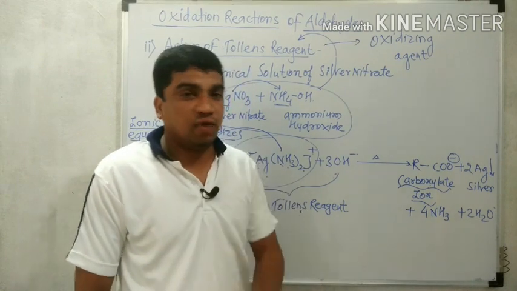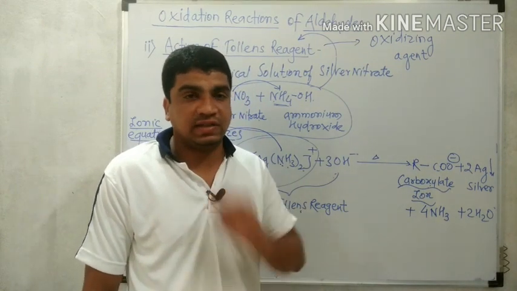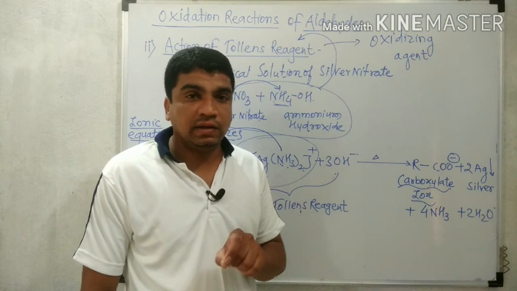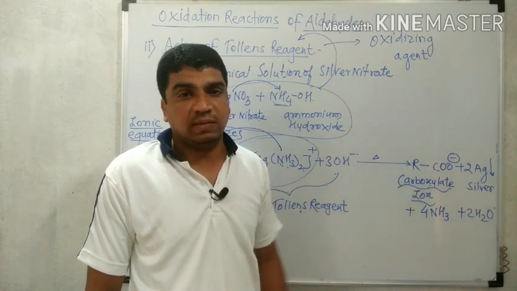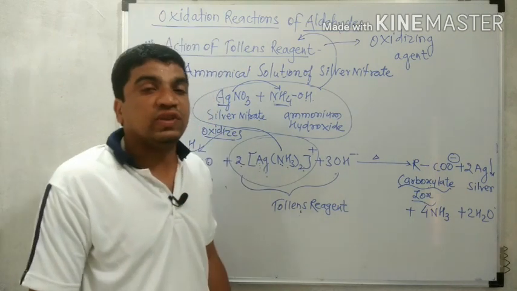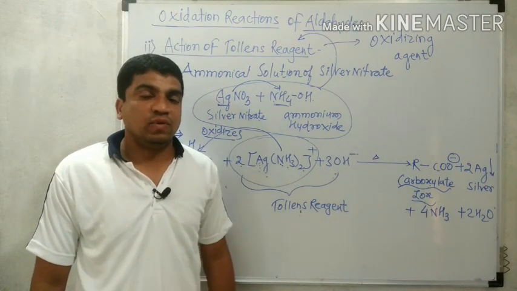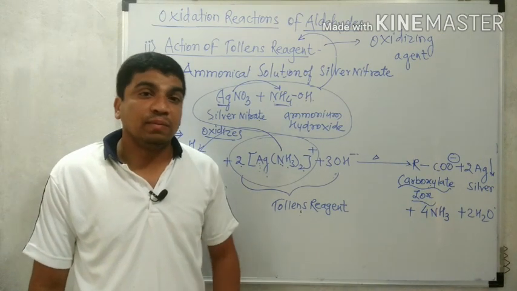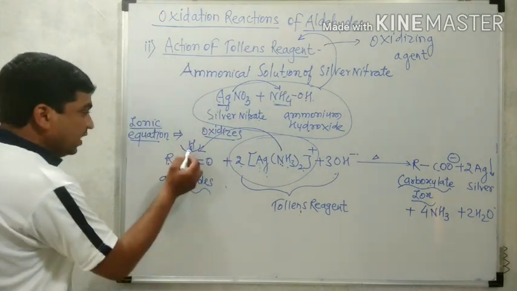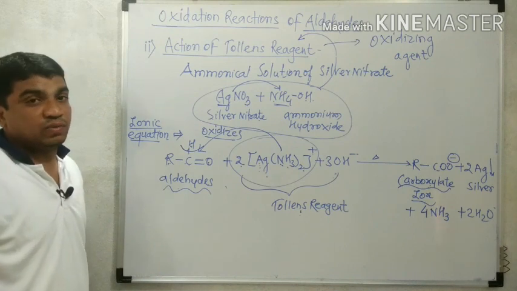But we know from the previous lecture that aldehyde itself oxidizes, but it reduces the other, because aldehyde is a good reducing agent, not a ketone. Because ketone does not contain a free hydrogen atom on the carbonyl carbon, but aldehyde contains a free hydrogen atom on the carbonyl carbon.